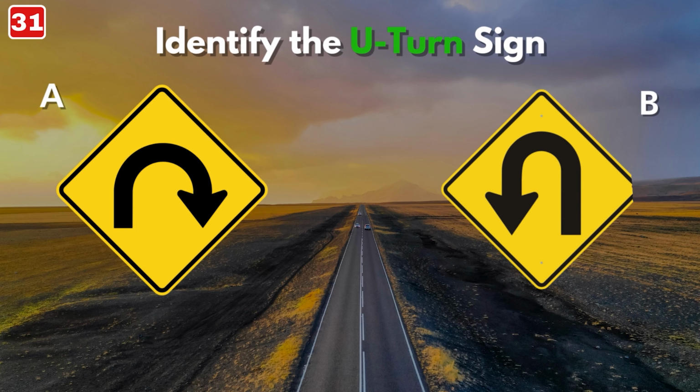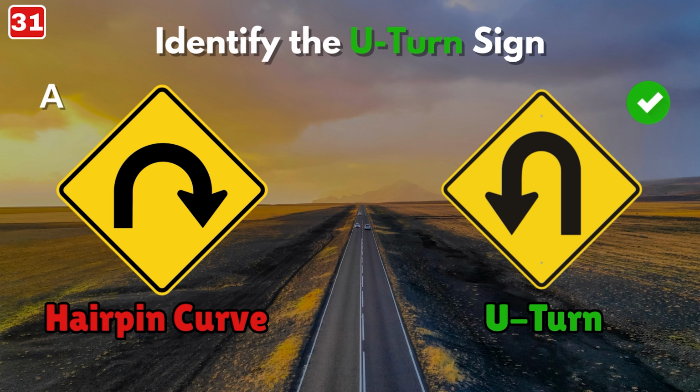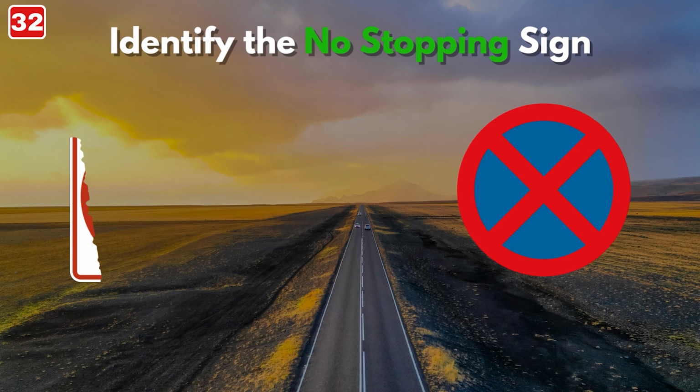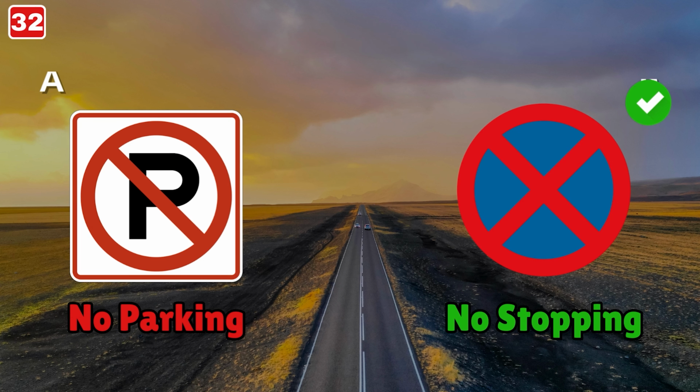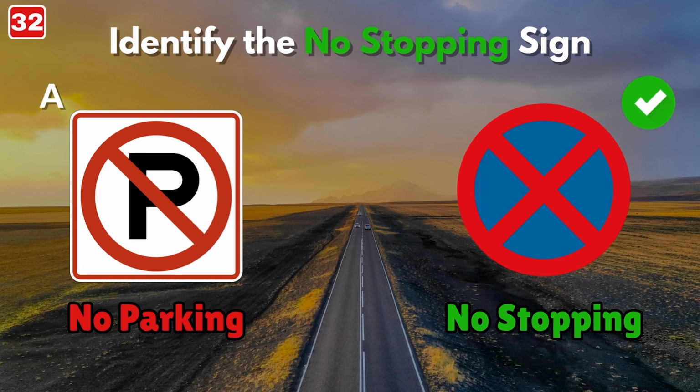Identify the U-turn sign. Classic. B is the U-turn sign. Identify the no stopping sign. Nice work. B is the no stopping sign.